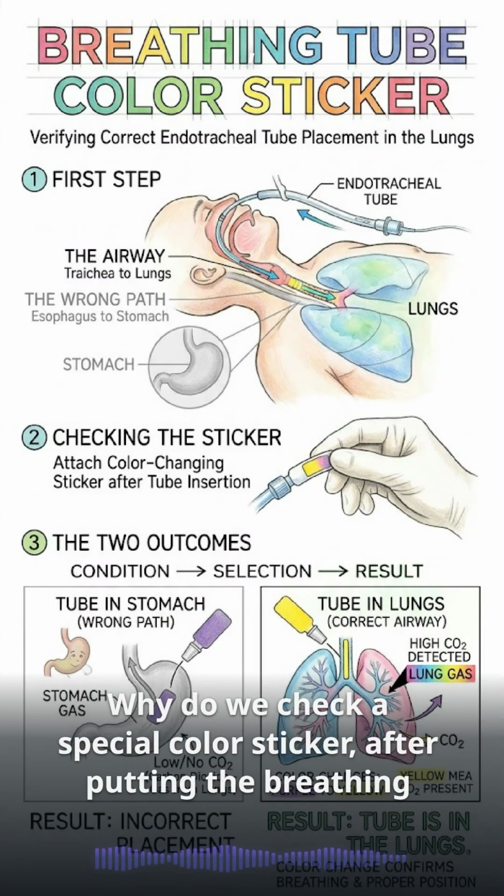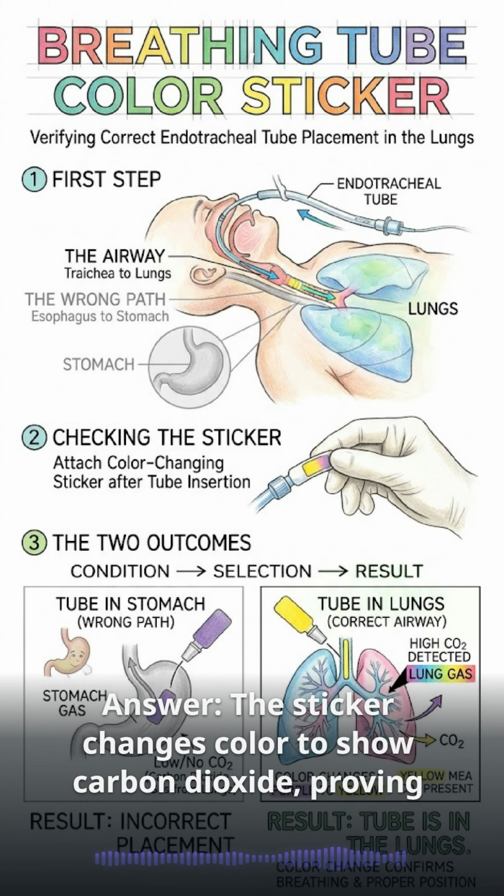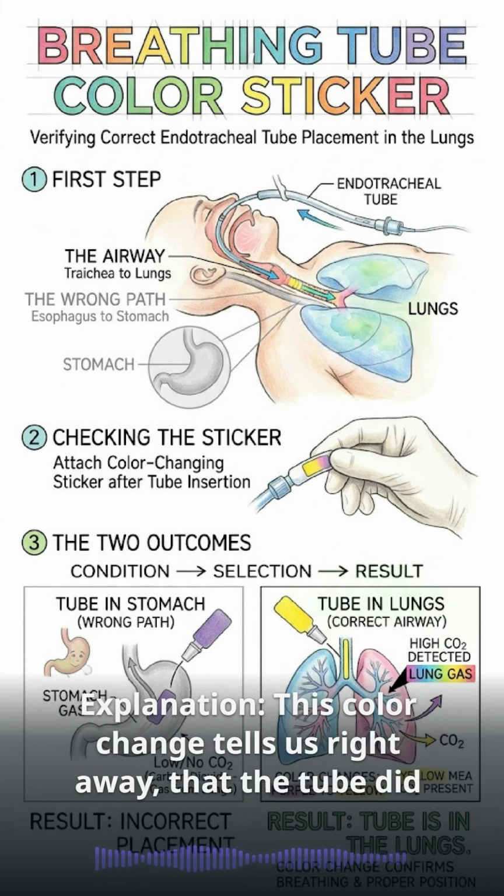36. Why do we check a special color sticker after putting the breathing tube in? The sticker changes color to show carbon dioxide, proving the tube is in the lungs. This color change tells us right away that the tube did not go in the stomach.